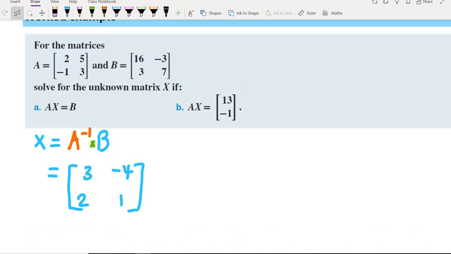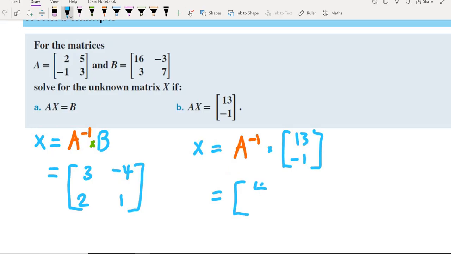You should get this, 3, -4. So that's the answer. In this next one, we're looking for x, so you do need to get rid of A. Now A is going to be the inverse of A on the other side, and this time you're multiplying it with this matrix here. Again, put that into the CAS, and you should end up with a 4 and a 1 like that.